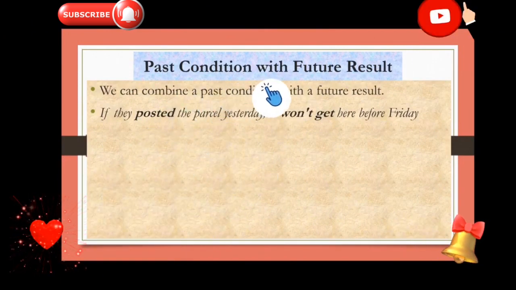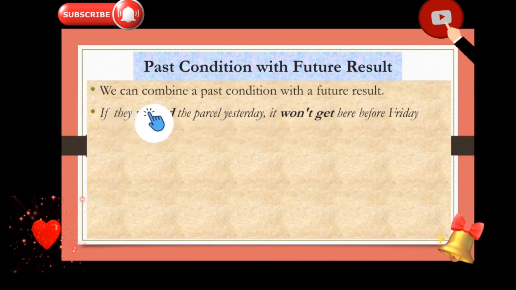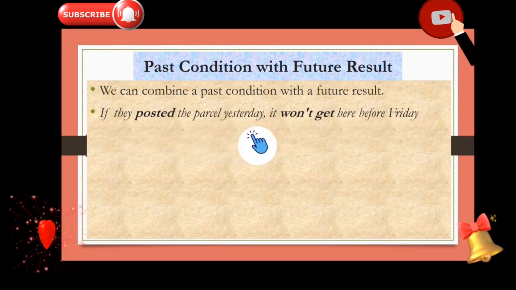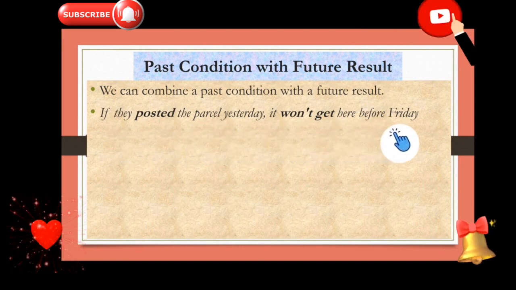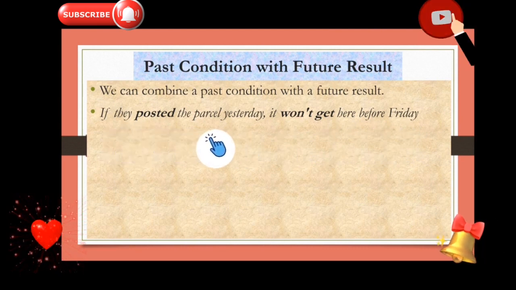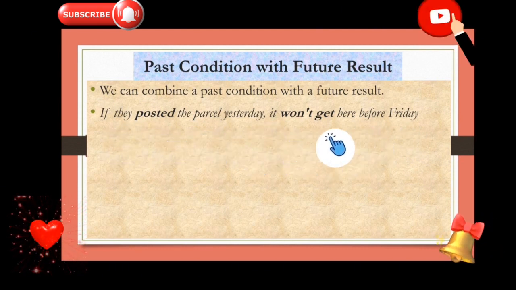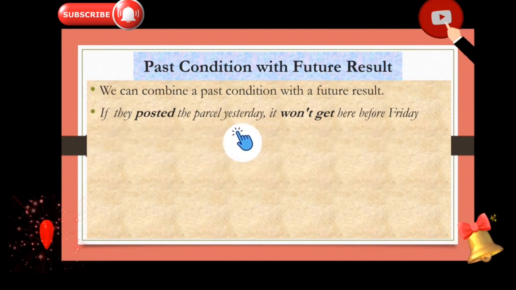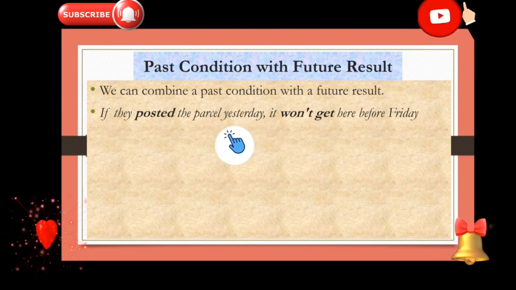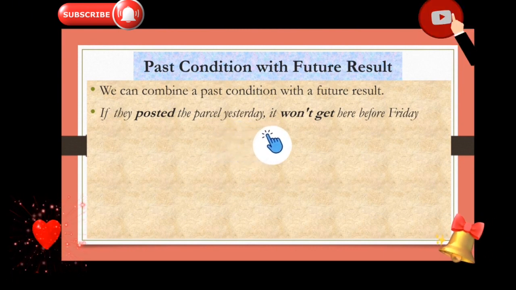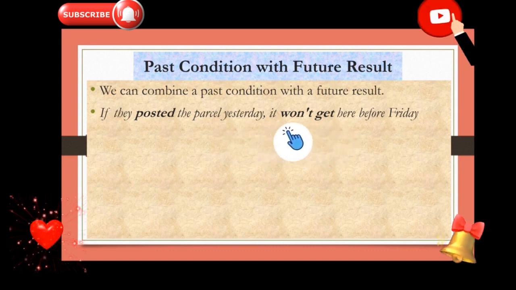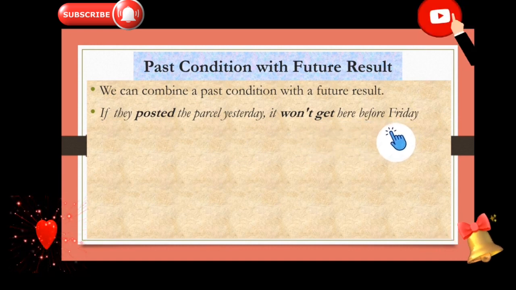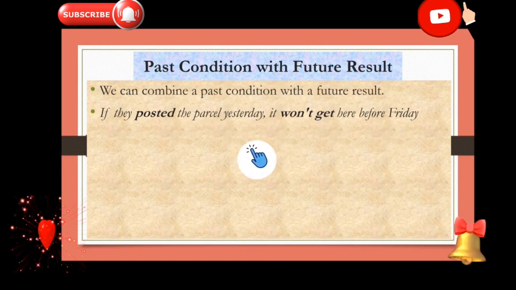Now, past condition with future results. We can combine a past condition with a future result. If they posted the parcel yesterday, it won't get here before Friday. So we are using past condition with future result because the result would happen in the future. If they posted the parcel yesterday, I'm using an unreal conditional clause, past condition. It won't get here before Friday. So something will happen in the future. So past condition with future result.